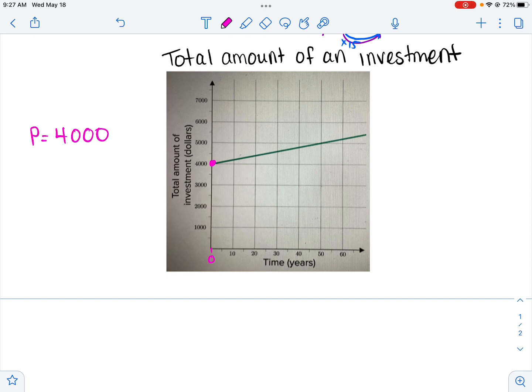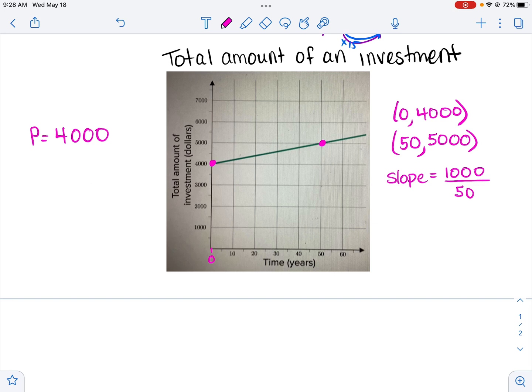So let's say we wanted to try to figure out what their interest rate was. Let's try to figure that out. How much money are they earning every year? So let's try to figure out the slope of this line. So I can see 2 points that are easy to read. I've got one at 0, 4,000, and I see another point at, in 50 years, they earn $5,000. So if I do the slope of that, 5,000 minus 4,000 is 1,000, and 50 minus 0 is 50.